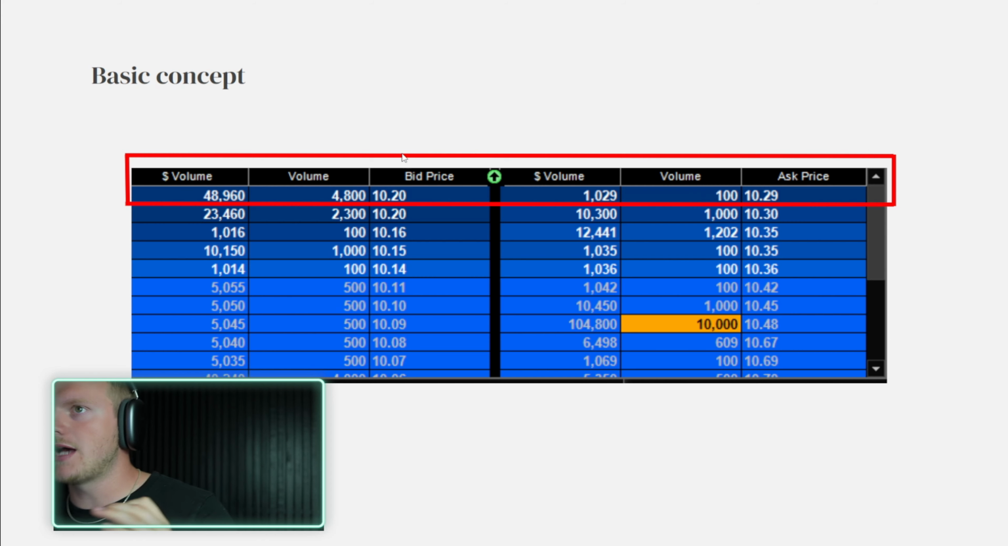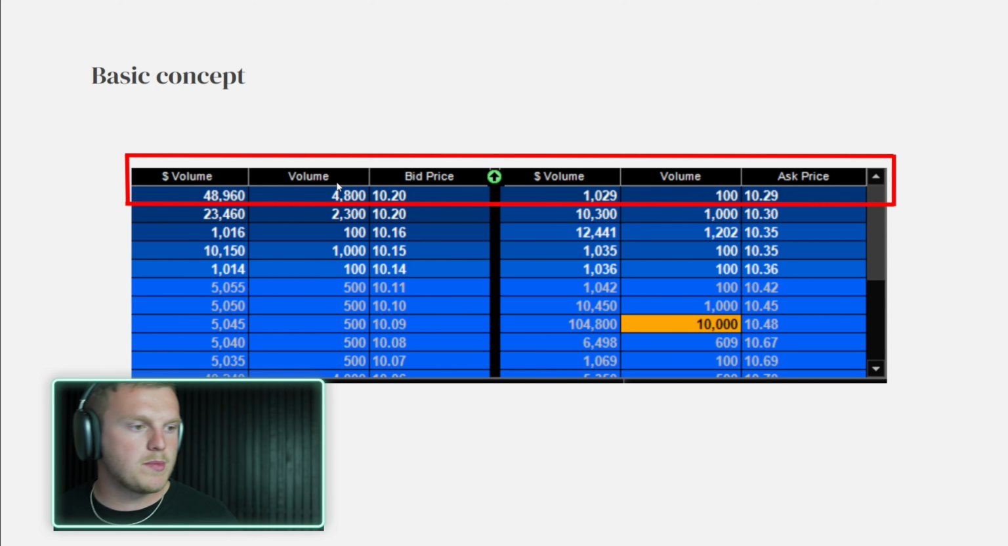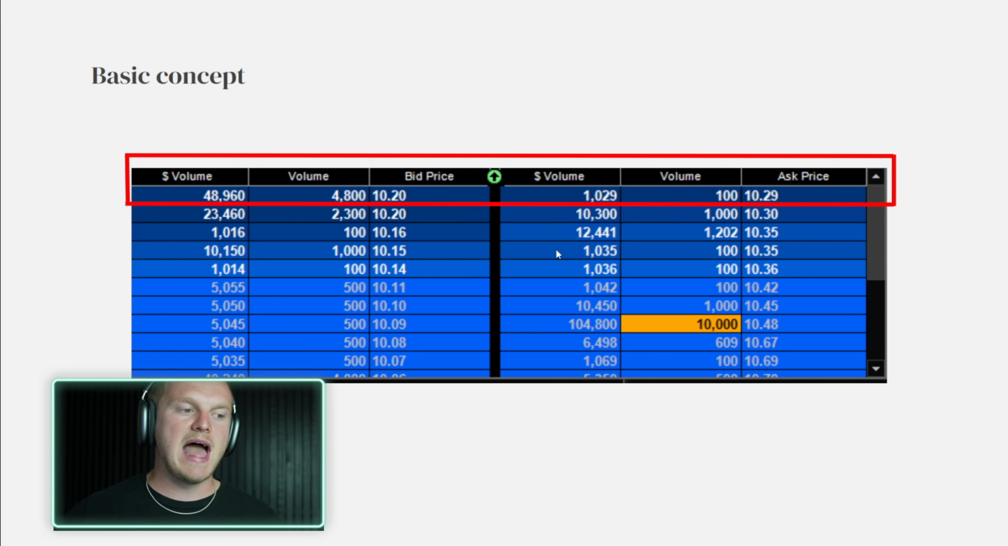So all the orders on the bid right here are all the people that want to buy this stock at this given price point. This is not a level 2 lesson. We are just looking at the first block. Okay, so right here is the current highest buyer at 120. And right here is the current highest seller at 129.